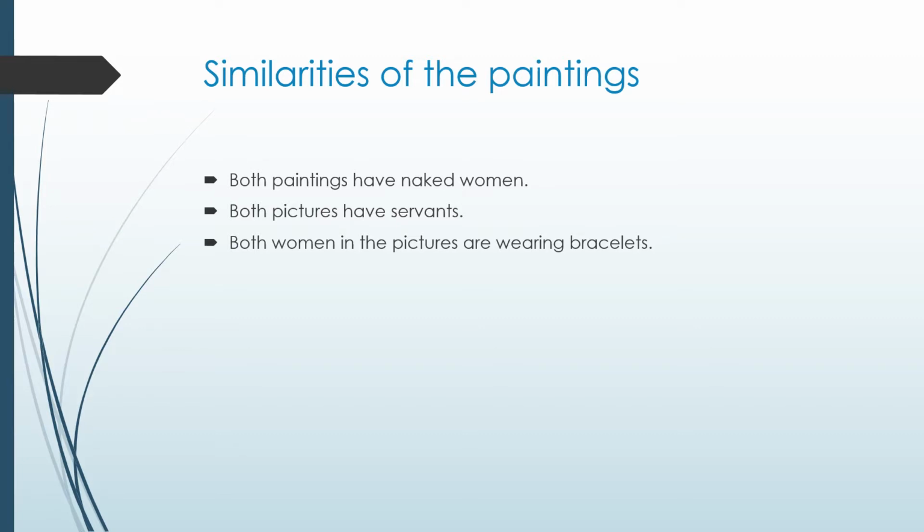On the similarities of the paintings, both paintings have naked women. As you can see, all the paintings show a naked woman. They both have servants. Even though the first has a white servant and the other has a black servant, all of them have servants. Both women in the pictures are wearing bracelets. When you look at their arms, you can see that they were all wearing bracelets, and that is also one of the similarities of the paintings.